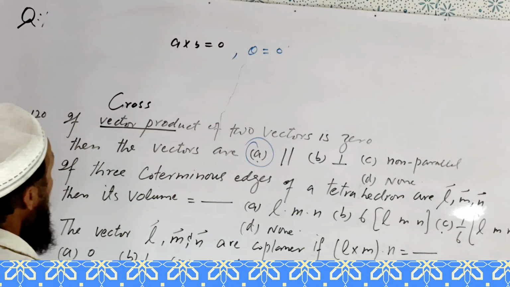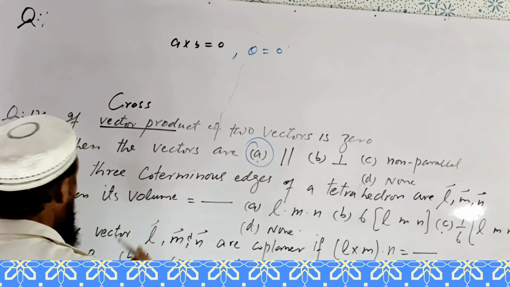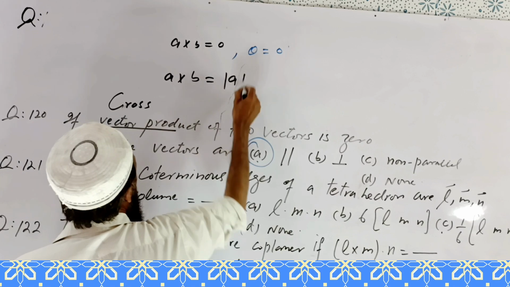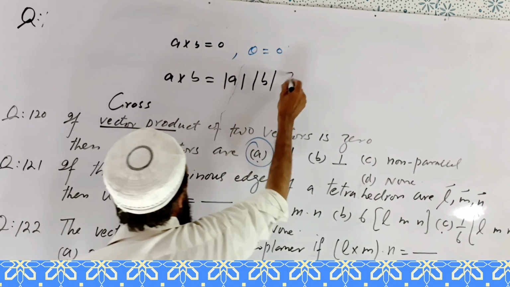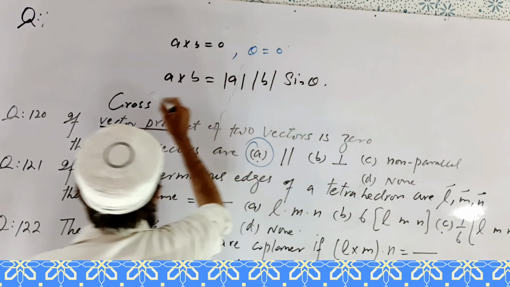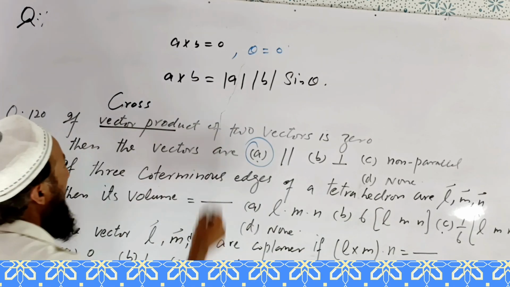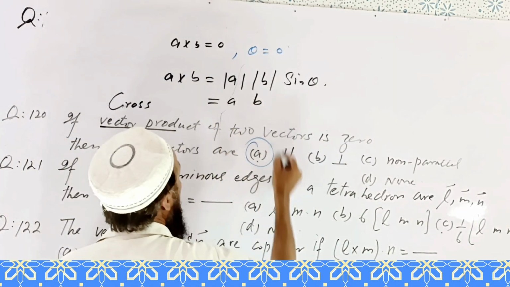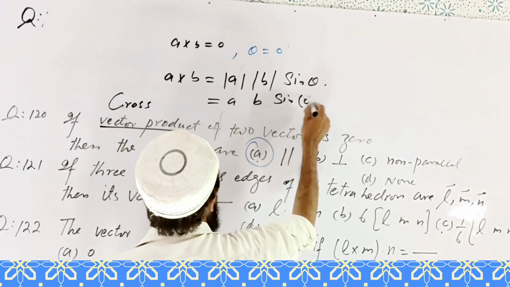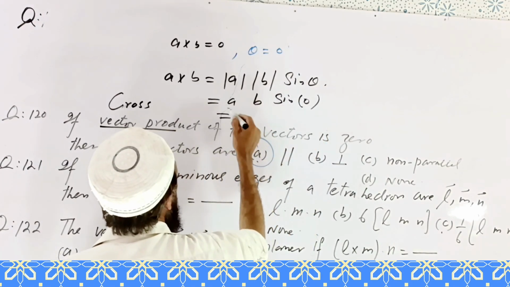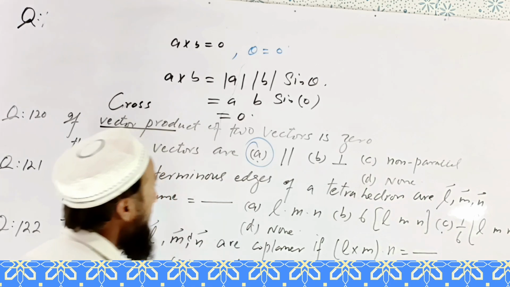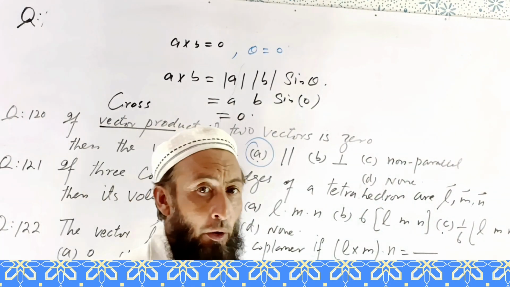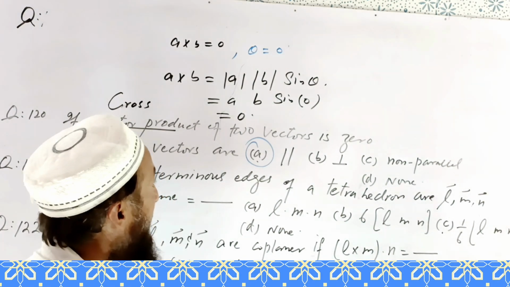Because if we apply the property of the cross product, A cross B is equal to A magnitude and B magnitude sine theta. This is the vector product we are using. With theta equal to 0, sine 0 is equal to 0, so their cross product is 0. So it means that they are parallel to each other, and the angle between the two vectors is 0.